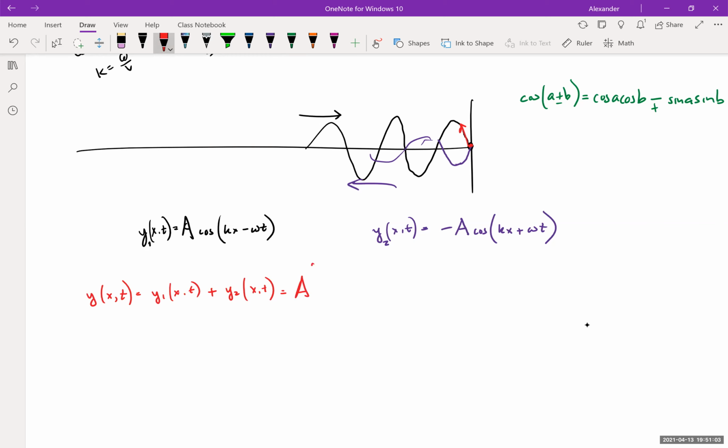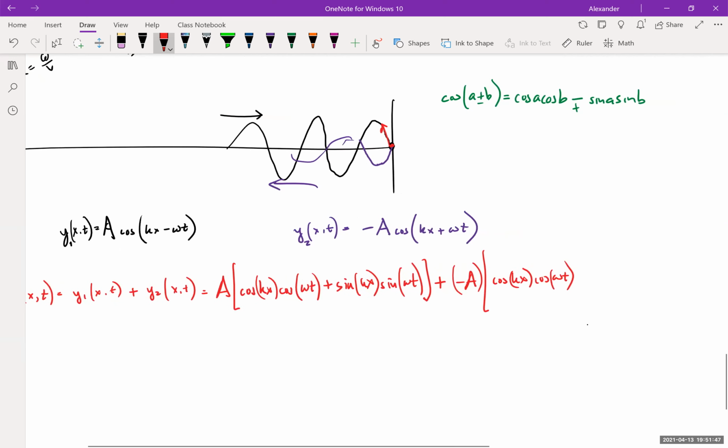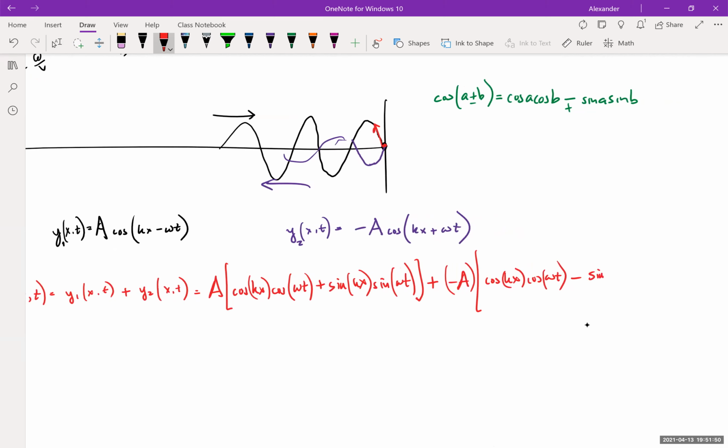So this is a times, if we split up kx and omega t, this is kx minus omega t, so that's cosine kx cosine omega t, with a minus sign, so we get a plus sine kx sine omega t, plus negative a times, same story, but now cosine kx cosine omega t minus sine kx sine omega t.